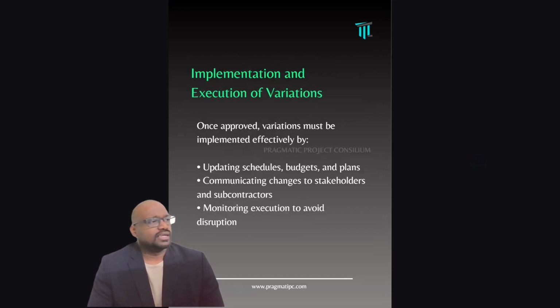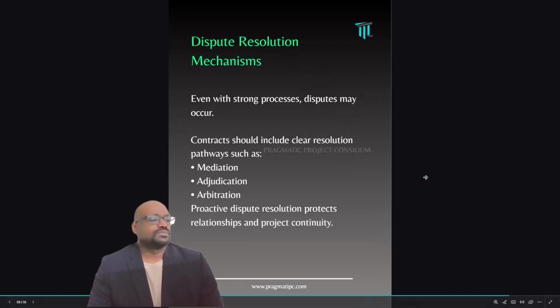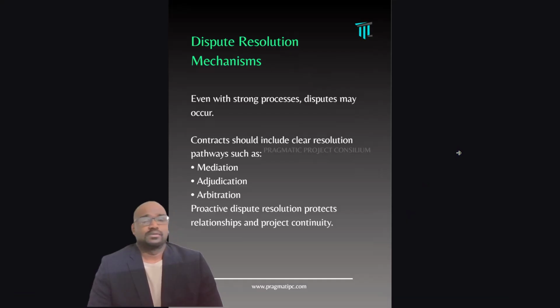The implementation and execution of variations. Once approved, variations must be implemented effectively by updating the schedules, budgets, and plans, communicating the changes to the stakeholders and subcontractors, and monitoring execution to avoid disruptions. Dispute resolution mechanism: if negotiation fails, then you have to escalate the disputes. They can be solved under other dispute resolution mechanisms such as mediation, adjudication, and arbitration. Proactive dispute resolution protects relationships and projects continue.